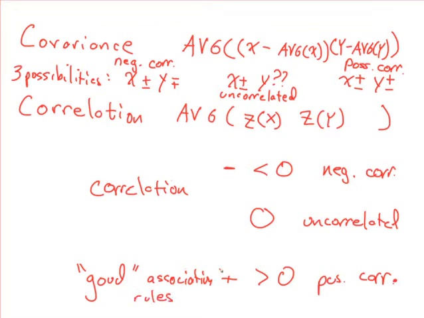The problem, or the thing we have to deal with, is that when we talked about Apriori and association rules, there was nothing in there about correlations. It was all just about support and confidence. So what we have to do is go a little bit beyond that.